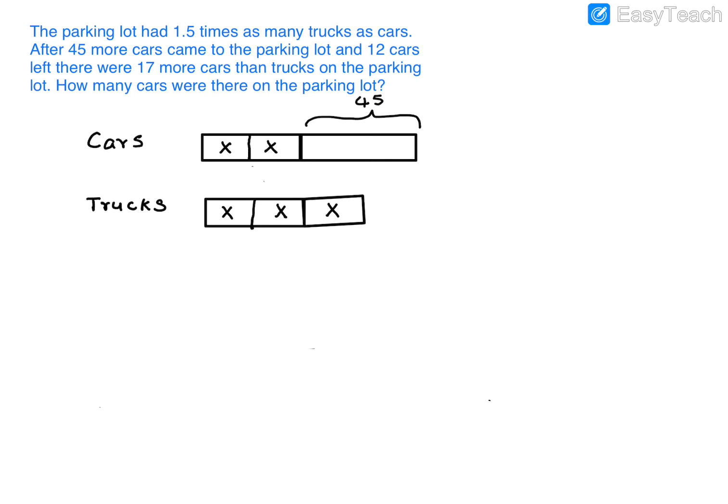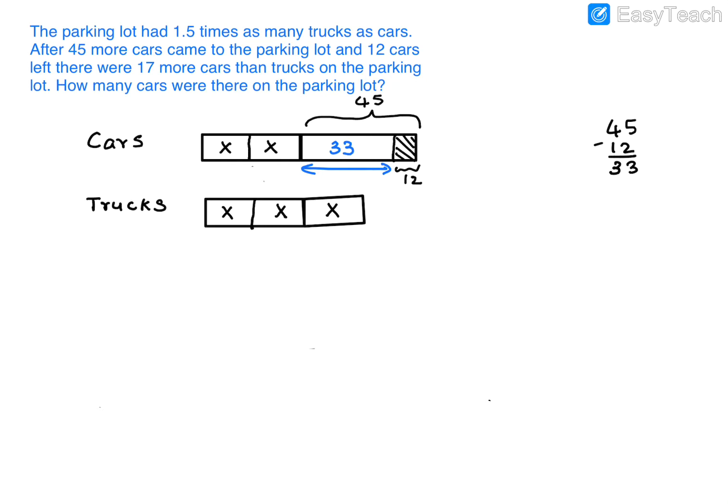And now we know that 12 cars left. So let me take away a smaller portion and chop it off from the main block. So let's say mark it as 12. Now 45 minus 12 is 33. So I would say the length of this box is going to be 33.